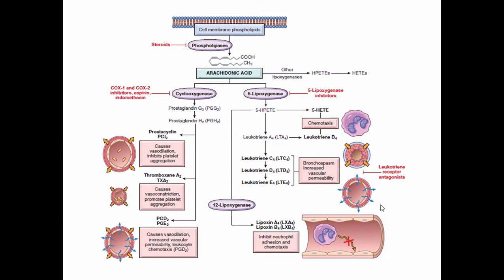And then the leukotriene receptor antagonists block the leukotriene receptor and prevent the action of the leukotrienes, and these drugs are also useful in the treatment of asthma, like Montelukast.